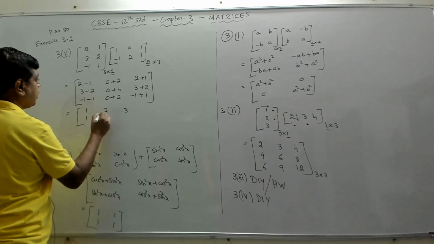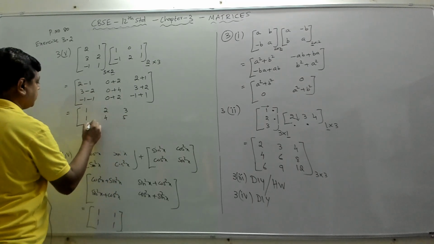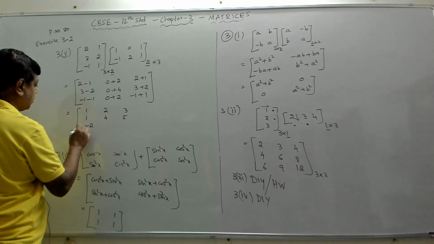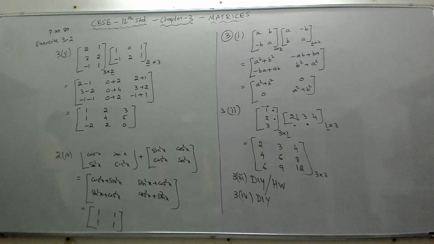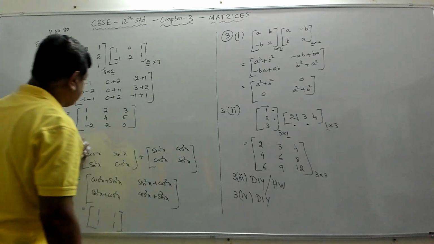So if you simplify this, 2 minus 1 is 1, this is 2, this is 3, 1, 4, 5, minus 2, 2 and 0. So this is the product of the given two matrices. Fine.